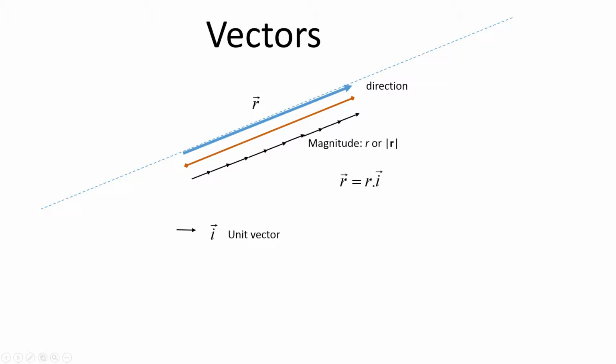We use i for one direction. When we have multiple dimensions, we use j for the y-axis, i for the x-axis, and k for the z-axis, but that's not for now. Good. We're going to go with the next point, that's adding vectors.